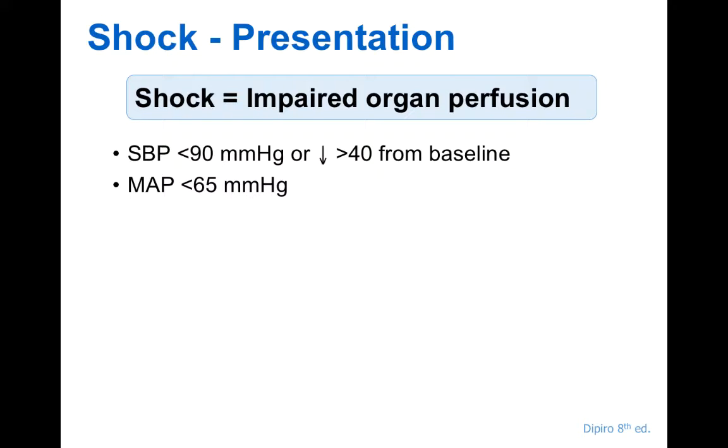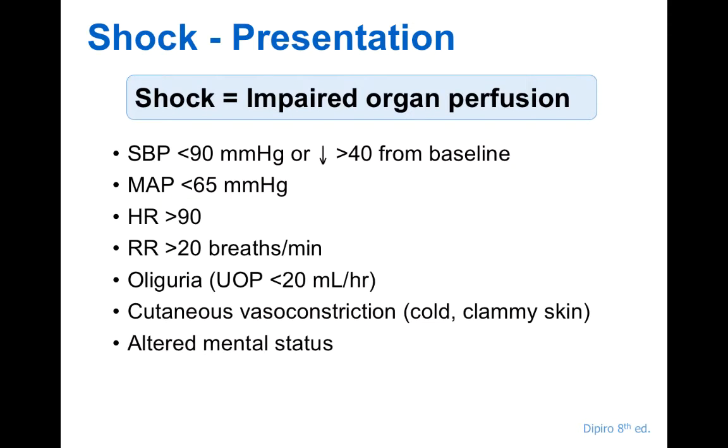Alternatively, you can also use a mean arterial pressure less than 65, which typically reflects hypotension. As we mentioned, there are compensatory responses, so you often see the heart rate increase, and also the respiratory rate may go up, again, because the body is trying to increase oxygen supply to the tissues.